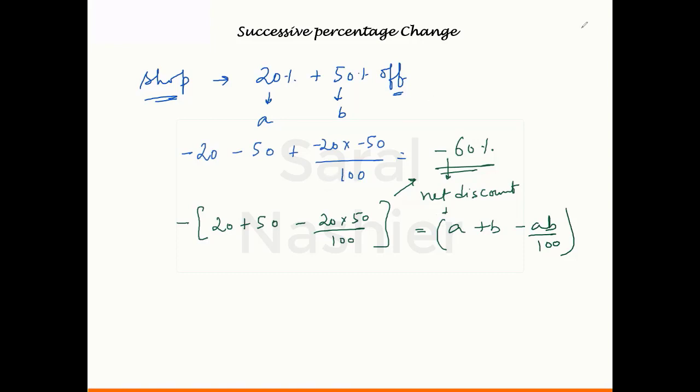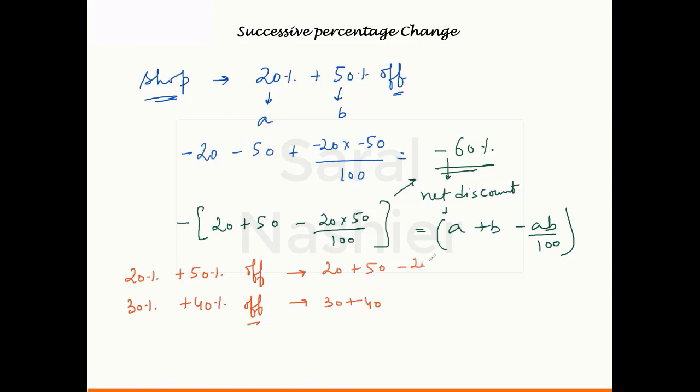Another thing that I want to discuss here is, let us say there is a shop which is giving you 20% plus 50% off, and another shop which is giving you 30% plus 40% off. So which would be a better shop for a customer? I mean, which shop gives a better discount? In both cases, you see that 20 plus 50 is 70, and in the second case, 30 plus 40 is also 70.